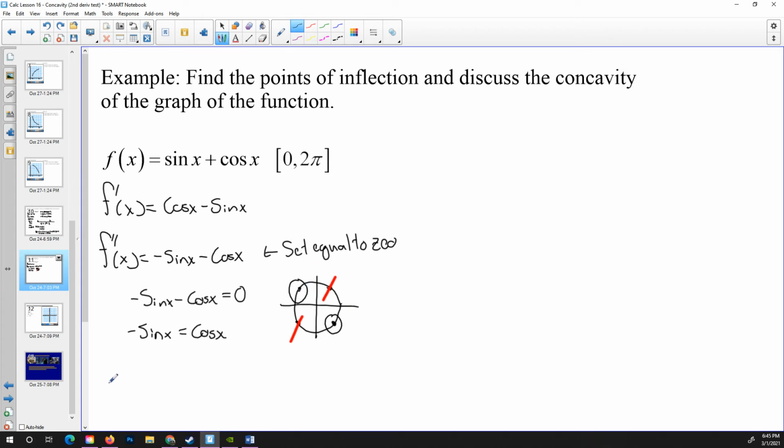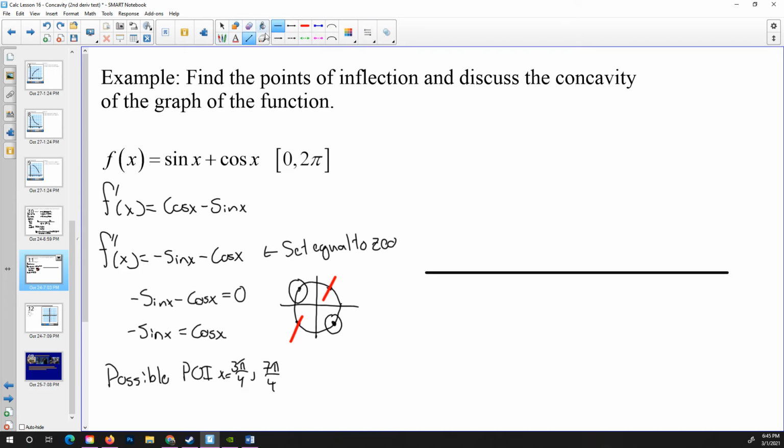So our only possible points of inflection are going to be at 3 pi over 4 and 7 pi over 4. So I'm going to use a number line to get an idea of what values we might possibly get. Okay, so let's see here. 3 pi over 4 and 7 pi over 4.